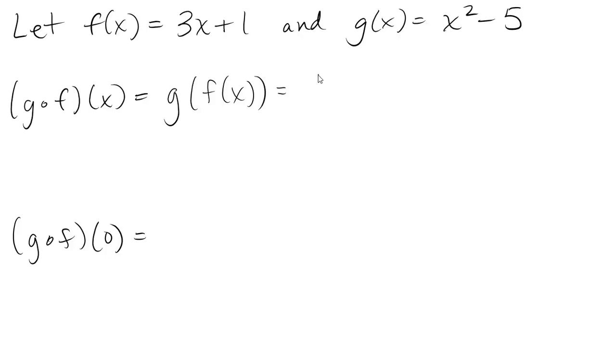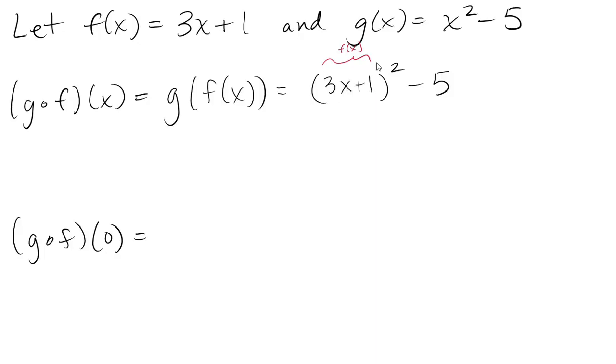What does g do? It squares its input and then subtracts 5. And what is the input supposed to be? The input is supposed to be f of x. And what is f of x? Well, it's 3x plus 1. So I'm going to plug 3x plus 1 in for x in the function g.